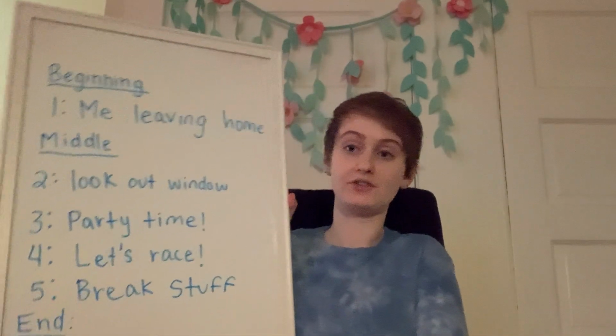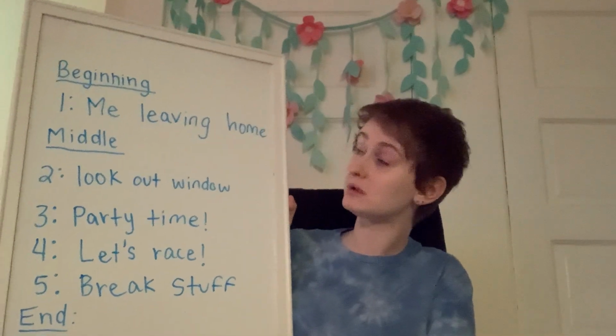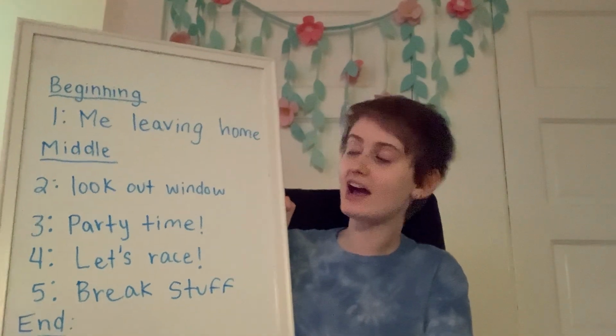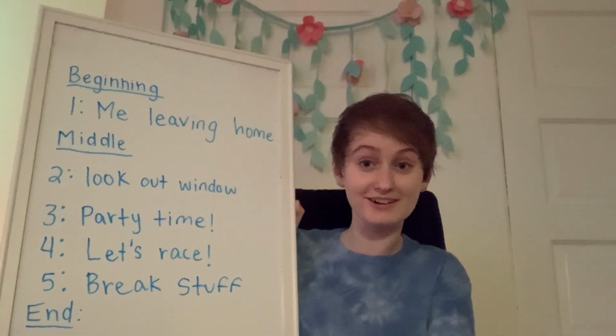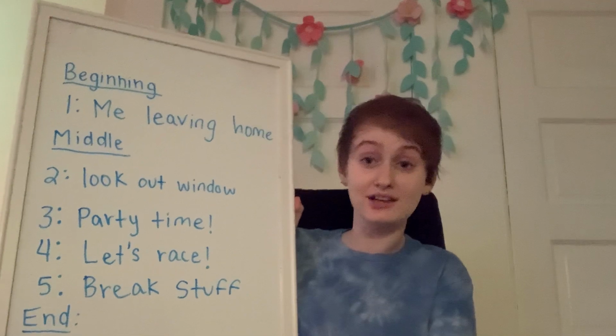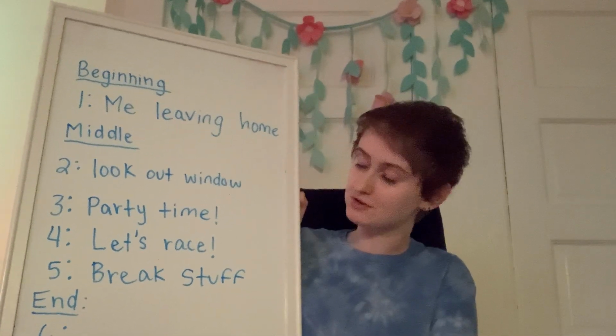Okay, so let's look at what we've got so far. In the beginning of our story, it's just going to be a picture of me leaving home and maybe saying bye cats. In the middle, they're going to look out the window to check that I'm really not there anymore. And then when they realize I'm gone, they're going to say, party time! They're going to have a race, and then they're going to break some stuff. And then, how do you think our story is going to end?